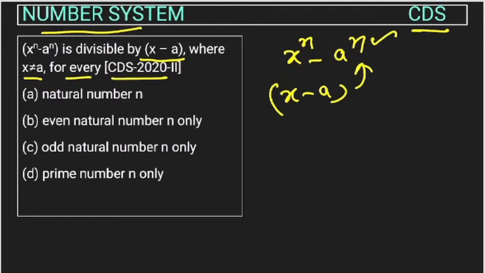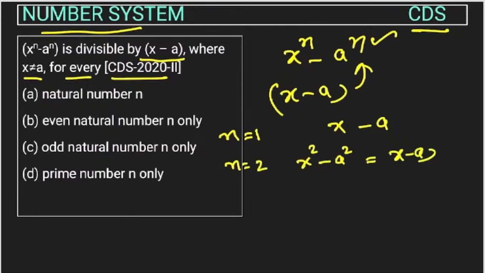We know directly also, but I am explaining you. If n is 1, then this will be x minus a, so it will be divisible directly. If n is 2, then this will be x square minus a square, so this will be x minus a and x plus a. So again, this is divisible. If n is 3, this will be x cube minus a cube, which will again be divisible by x minus a. So n can have any natural number. This is divisible for any value of n.